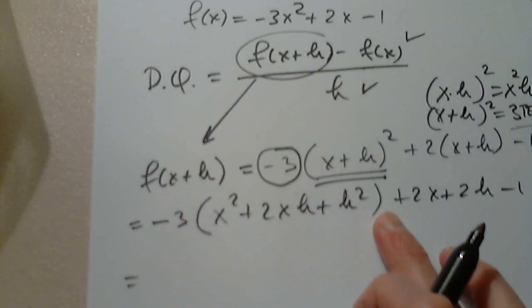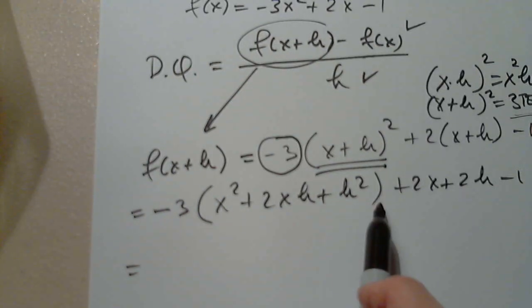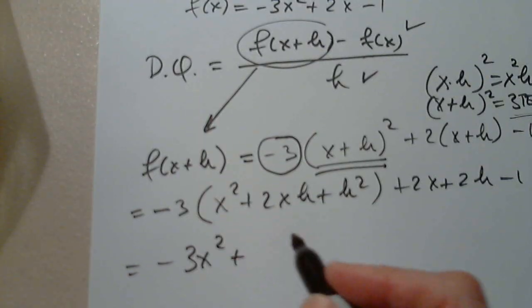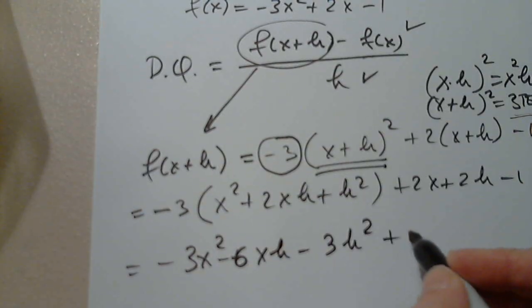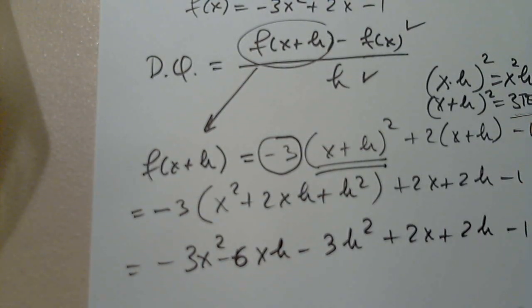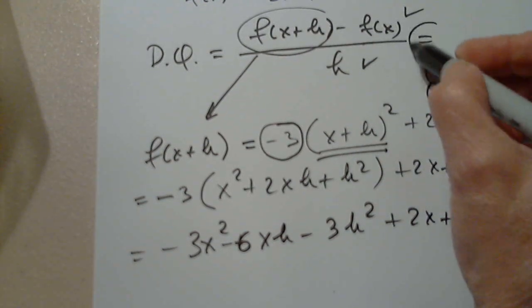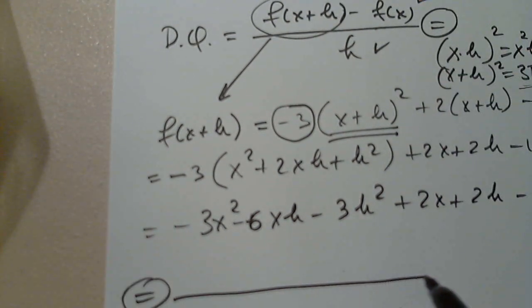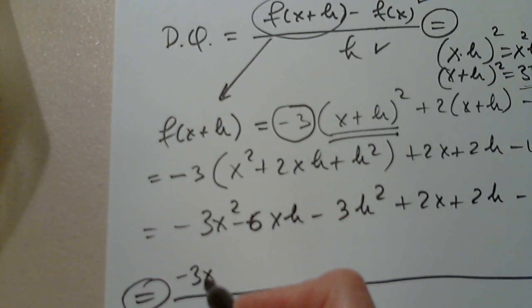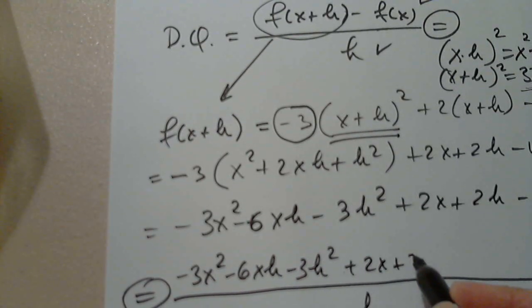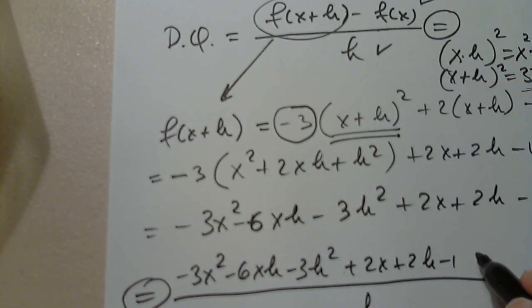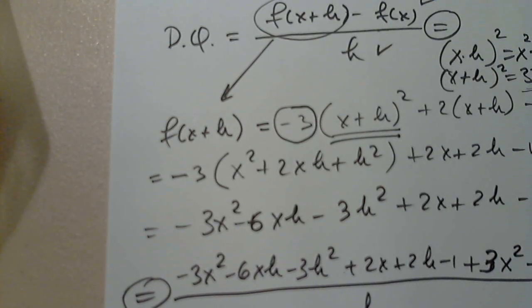Only now I can distribute. And be very careful, we have to distribute to all 3 terms. So negative 3x squared, minus 6xh minus 3h squared plus 2x plus 2h minus 1. Now, only now, I can write the whole thing over h. So I copy all this as negative 3x squared minus 6xh minus 3h squared plus 2x plus 2h minus 1 minus the original function, which means positive 3x squared minus 2x and plus 1.